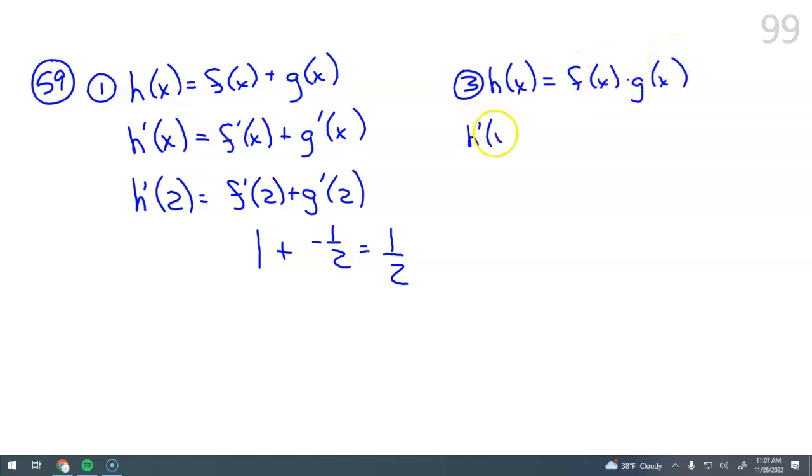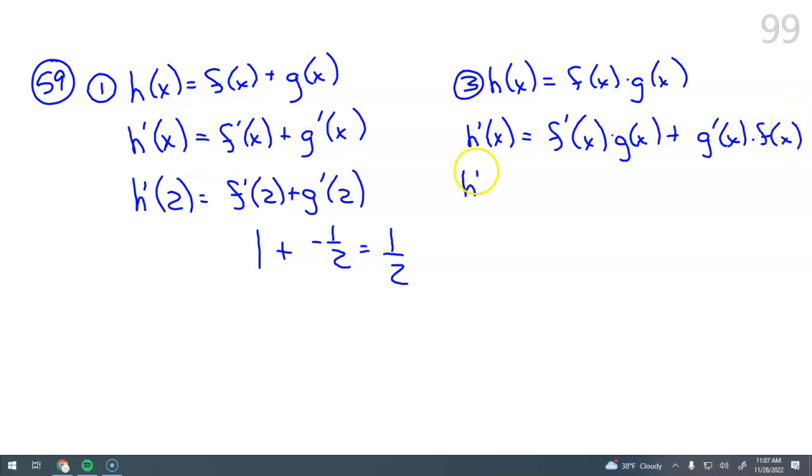So for 3, your derivative is f prime g plus g prime f. It actually just kind of says it. So it'll be f prime times g, so there's your f prime g plus g prime times f. If you remember the product rule, it's not too bad.